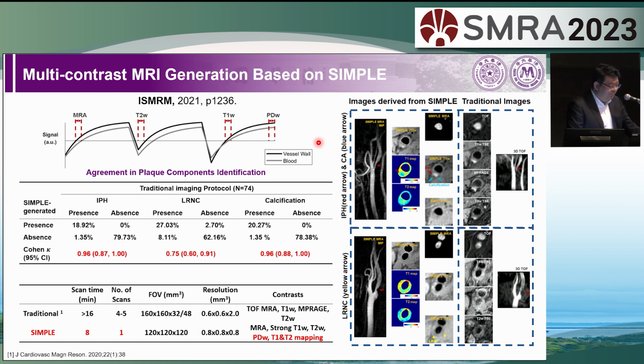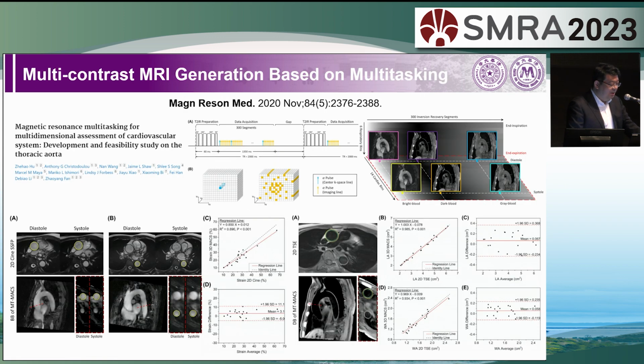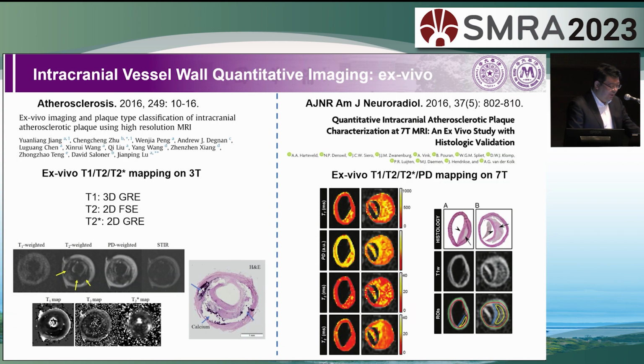Notably, all those sequences were initially for quantification of the vessel wall, but because they can generate multiple contrasts, we can get non-contrast MRA and also T1, T2 weighted imaging from this quantitative imaging sequence. And this is a similar work using multitasking. We can generate bright blood, black blood, and gray blood from their multitasking sequence.